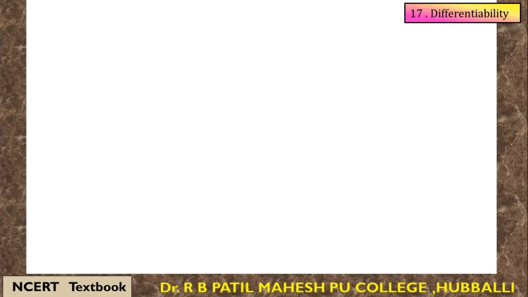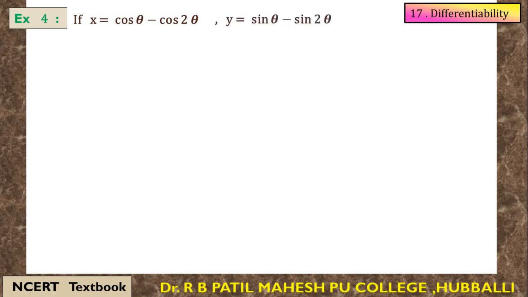Now see the next example. If x equals cos theta minus cos 2 theta, y is equal to sin theta minus sin 2 theta, then find dy by dx. Now the parametric functions are given using the theta variable. So what is the variable of the functions? Theta, not the t variable, the theta variable.